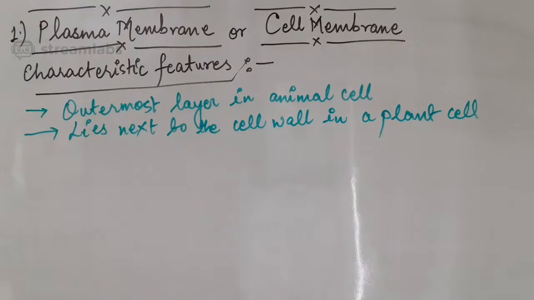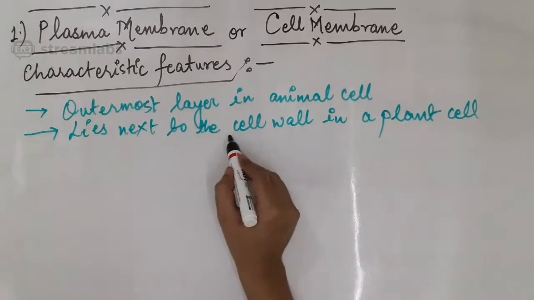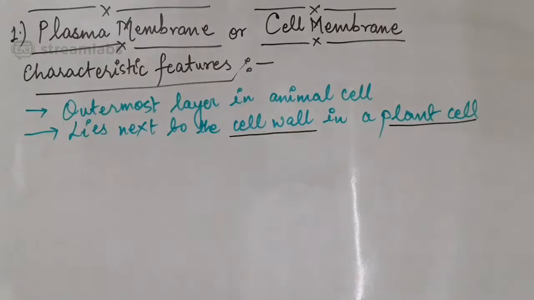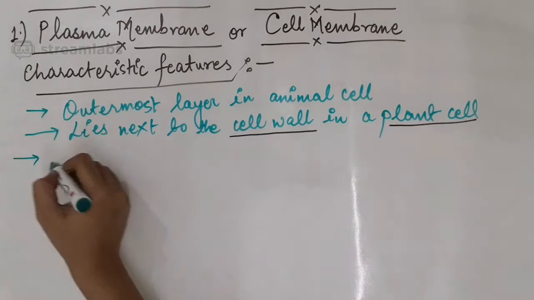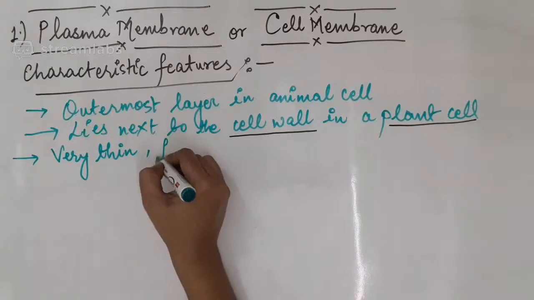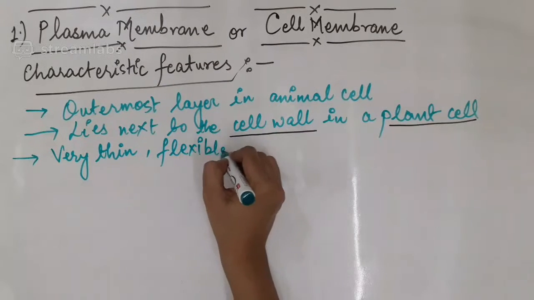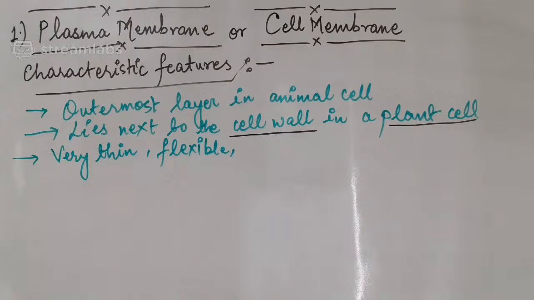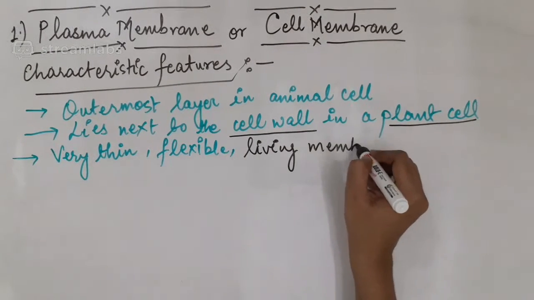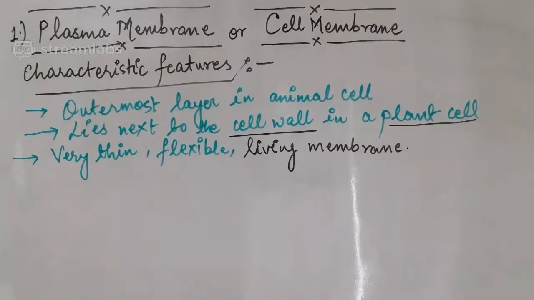That means the cell wall is absent in an animal cell. It is only present in a plant cell. It's a cell organelle. Next point, it is a very thin, flexible, and living membrane. Living membrane means it is made up of living cells.